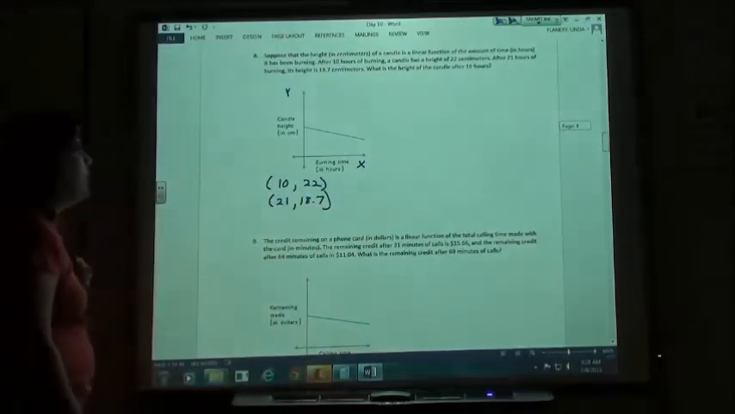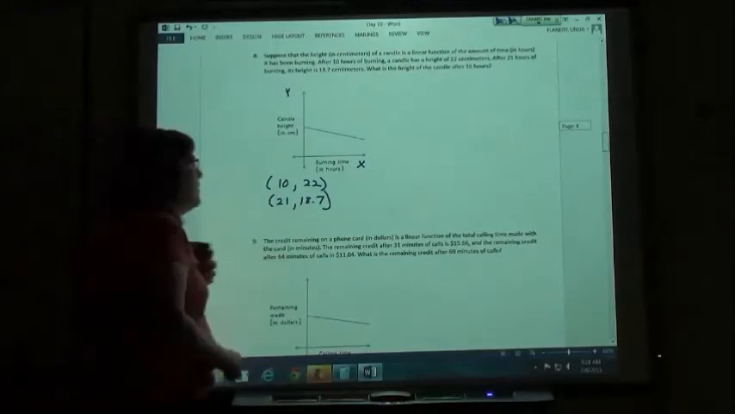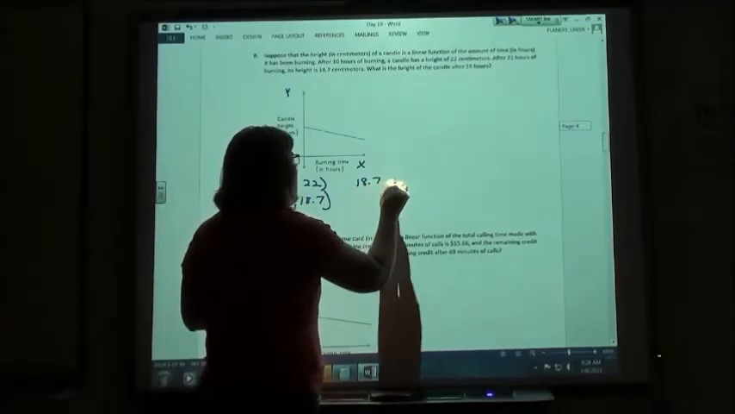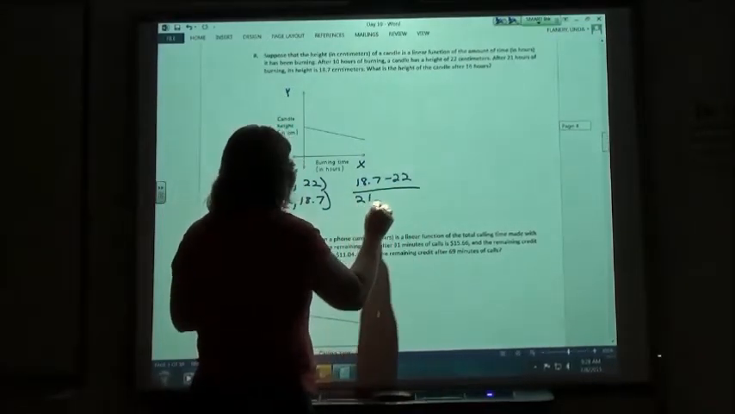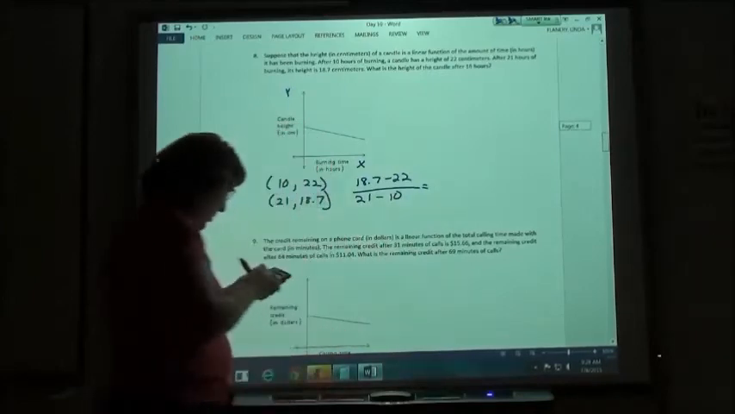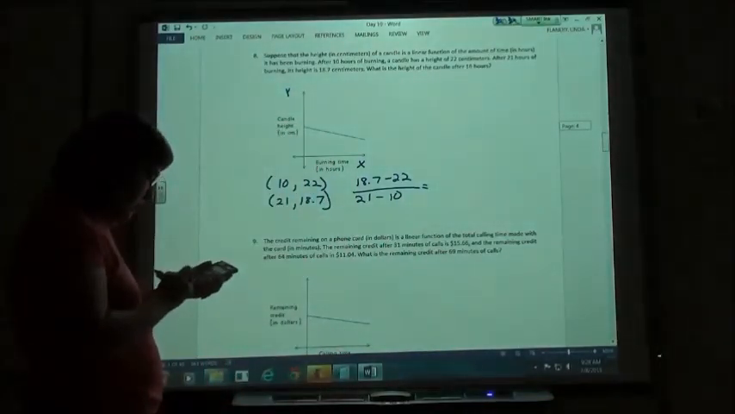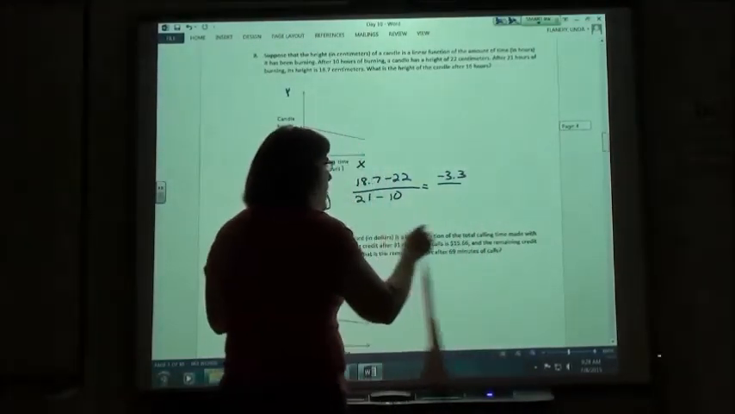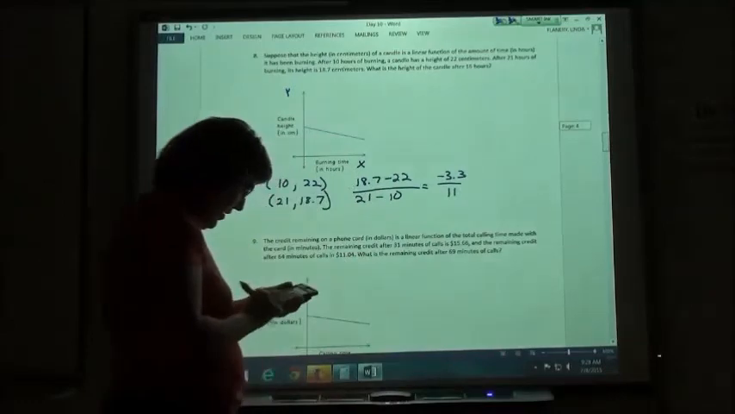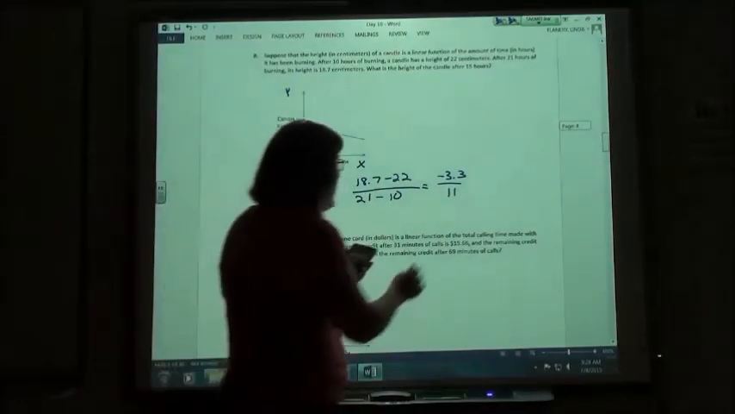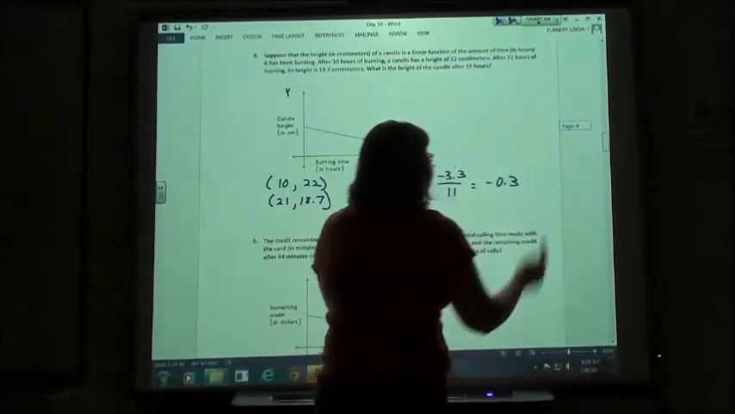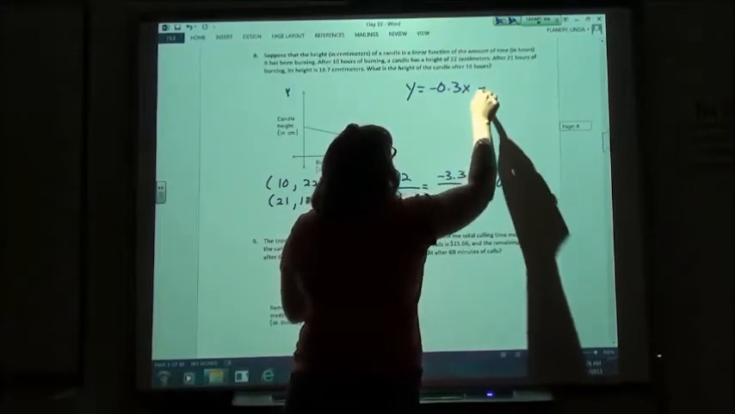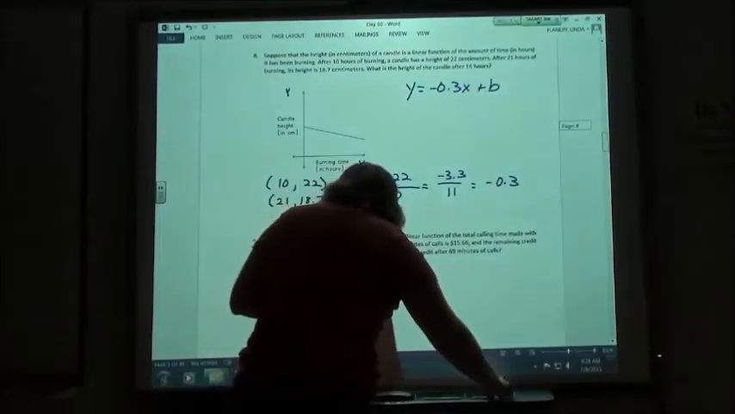So again, we're going to start by finding the slope. And so I'm going to go ahead and subtract 18.7 minus 22 and 21 minus 10. So 18.7 minus 22 is negative 3.3. 21 minus 10 is 11. So if I divide my negative 3.3 by 11, I get the slope of negative 0.3. So y is going to equal negative 0.3x plus some number b that we have yet to find.